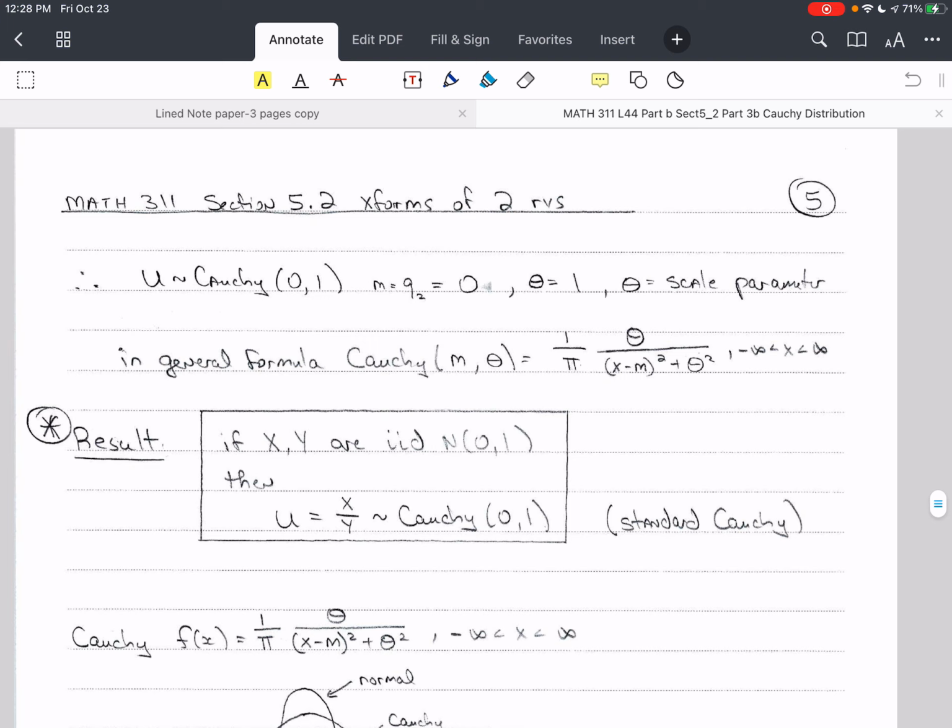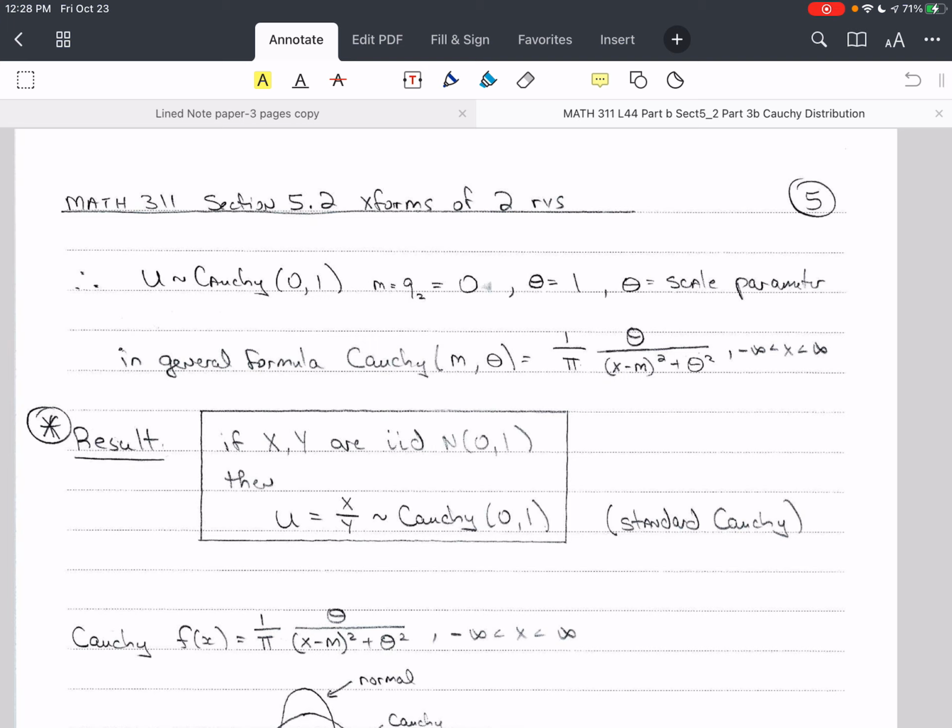We are doing part B, and we're going to cover the Cauchy distribution. We've been talking about bivariate transformations, using one-to-one functions, and we're going to need some additional distributions for some of the examples we're going to work. So the first one is the Cauchy distribution.